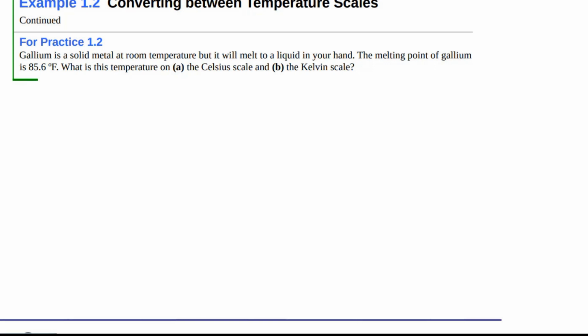The melting point of gallium is 85.6 degrees Fahrenheit. What is this temperature? What is 85.6 converted to Celsius and then converted to Kelvin? Okay, so we're going to convert 85.6 to Celsius, and then we're going to convert it to Kelvin.